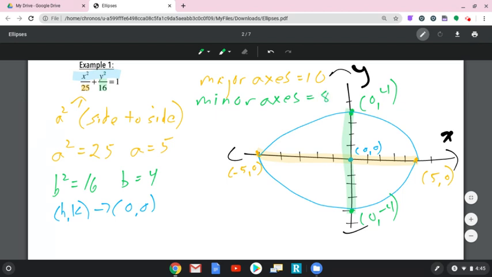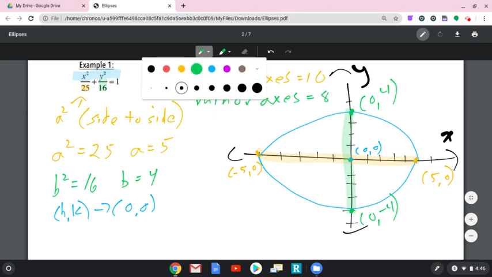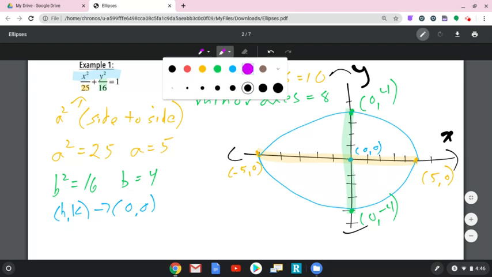So now the next thing we have to do is look for our focus. Now, a key thing to note: your focus is always on your major axis. So if it's on the horizontal major axis, I have to add it to my X value. So let's take a look at that. I'm adding it to my X value.